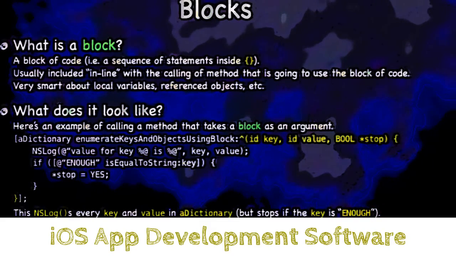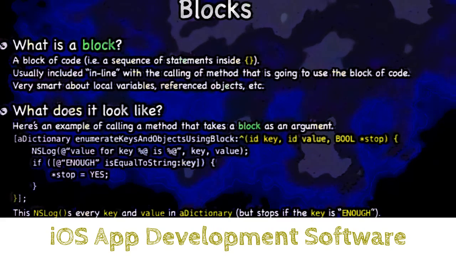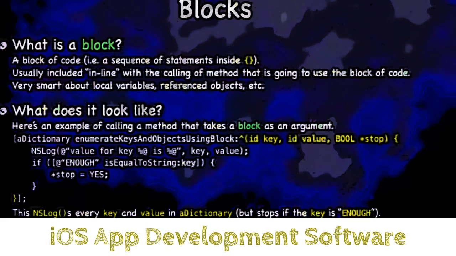So what does it look like? Here's an example of a method that takes a block as an argument. Okay? This is the calling of this method. This is an NSDictionary method. It's a real method. It's called enumerateKeysAndObjectsUsingBlock. Okay? The argument is a block that has no return value and takes 3 arguments. 2 of the arguments are IDs, which are the keys and values in the dictionary.